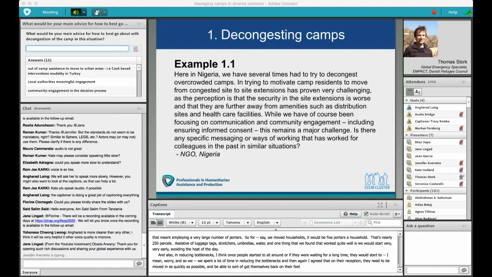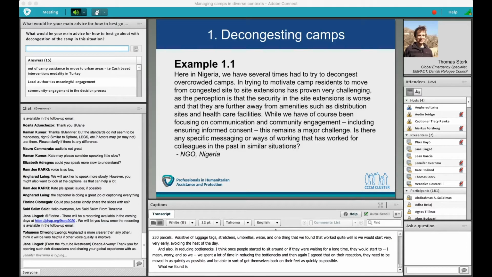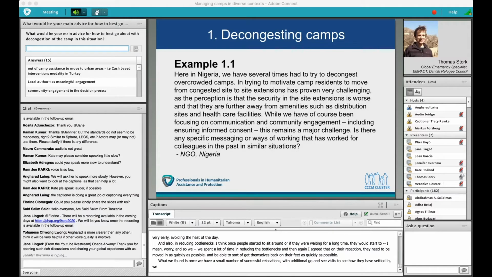And what we found is that once we had a small number of successful relocations, with additional go and see visits to see how they had settled in, we got more community acceptance to the point where we were actually having to say, hold back. Hang on, we can't take everyone all at once.